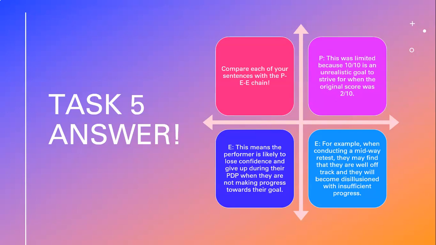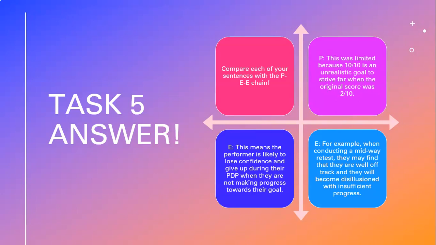Well done on completing that task. Let's now compare your answer with a model answer on the PowerPoint. Compare each of the 3 sentences you have with the P-E-E chain here. So the point, we are now answering the question. This was limited because 10 out of 10 is an unrealistic goal to strive for when the original score was 2 out of 10. So we have given the cause, we have answered the question. A limitation is that it's far too high. 10 out of 10 is unrealistic for somebody who's originally 2 out of 10. The step is too big.